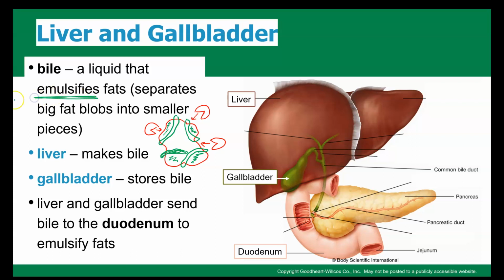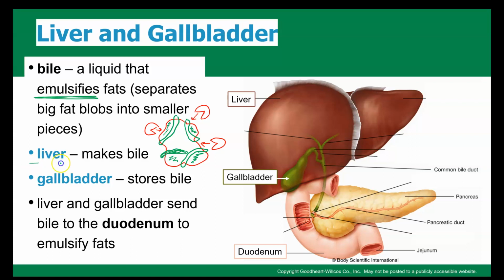You don't want to say breaking down, because usually when we think of breaking down, that's taking a macromolecule like a triglyceride and breaking it down into its components, which would be glycerol and fatty acids. But it's emulsifying. It's taking a blob of fat and separating it into smaller chunks of fat. Okay, so that's our fluid that does the emulsifying, bile.